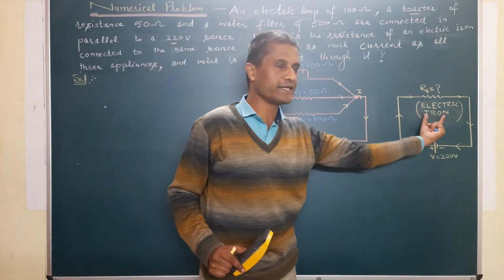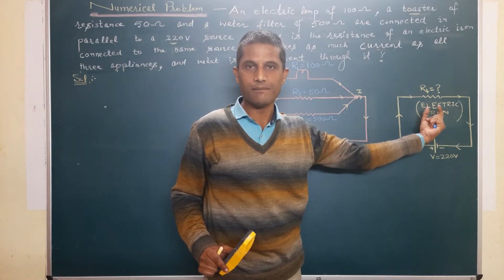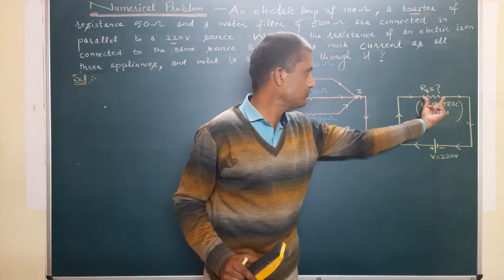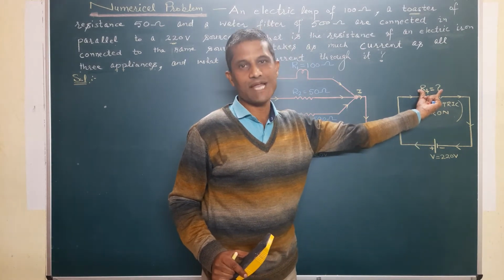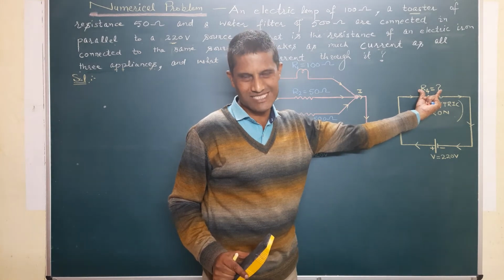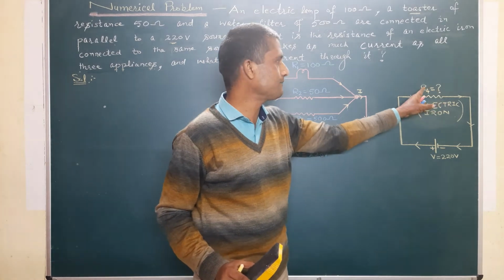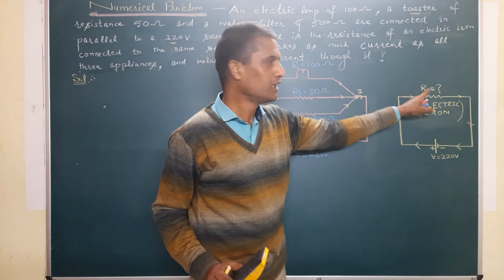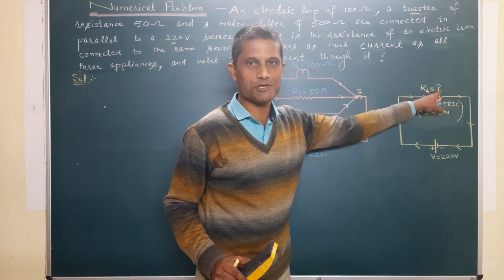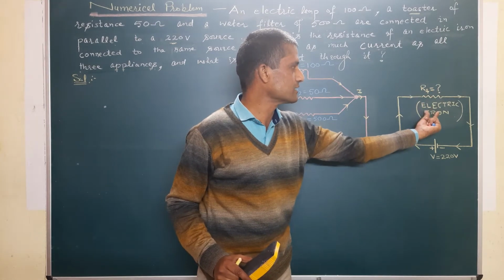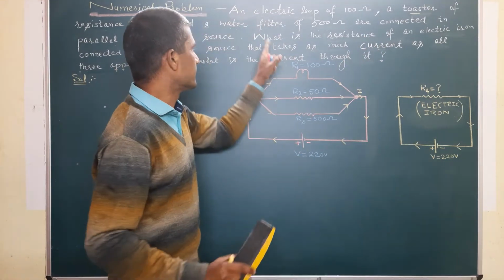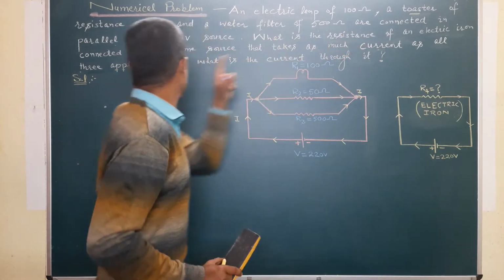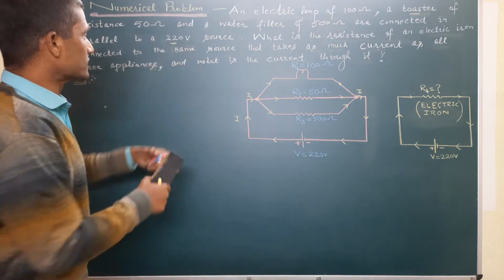I have taken another mini circuit diagram for the electric iron. There you are, it is the electric iron, and it is being asked what is going to be the resistance of the electric iron. I have taken it as R4, and R4 is the question mark, that is, R4 is the resistance of the electric iron. That is what is being asked here: what is the resistance of an electric iron connected to the same source.